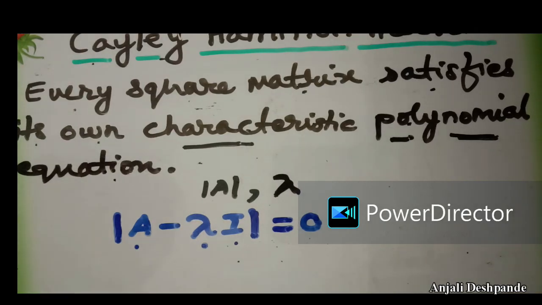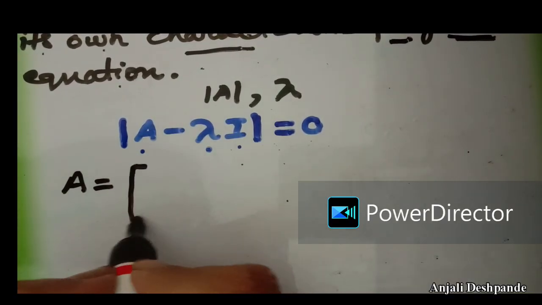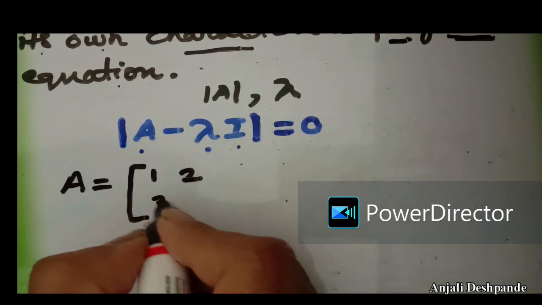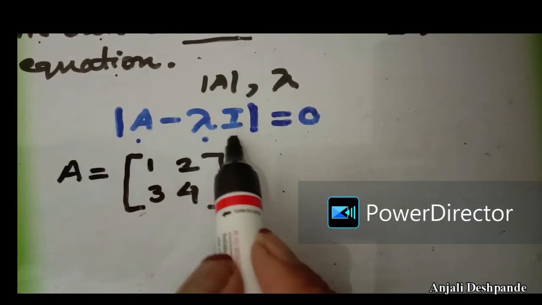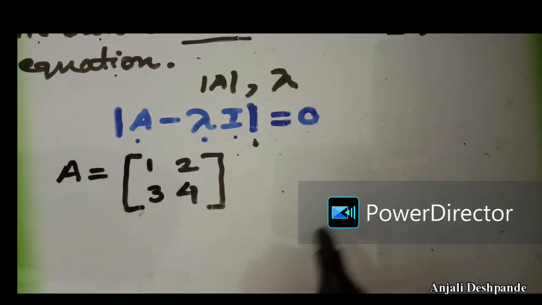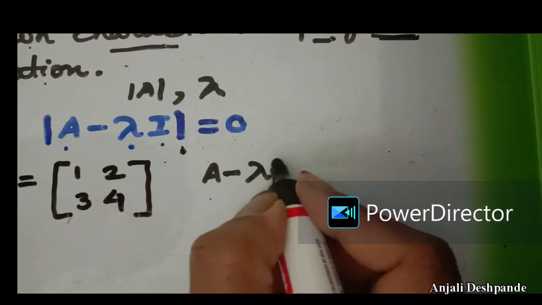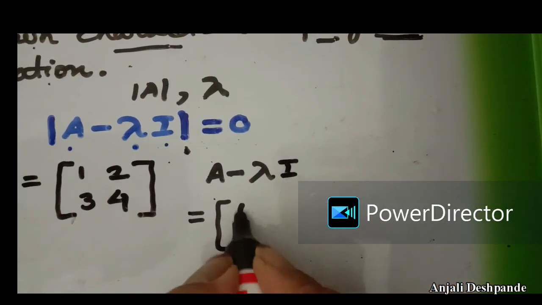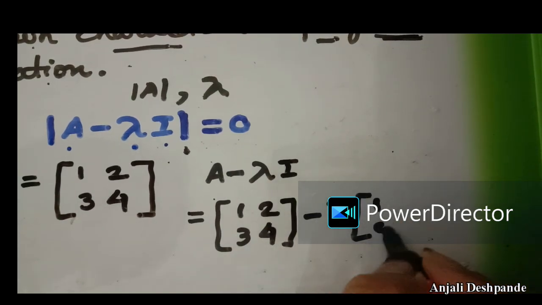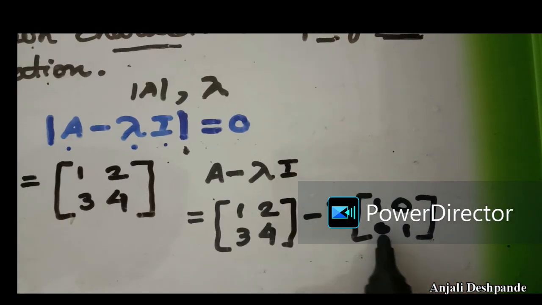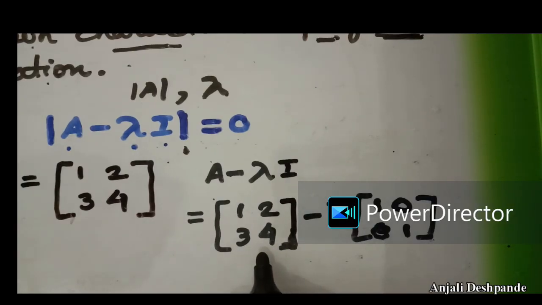So let's say that we are given a matrix A equals 1, 2, 3, 4. Okay, now we are going to construct this particular characteristic polynomial. So we will write A minus lambda I is equal to 1, 2, 3, 4 minus lambda times 1, 0, 0, 1. So this is the identity matrix which has the same order as the matrix for which we are going to prove this Cayley Hamilton's theorem.